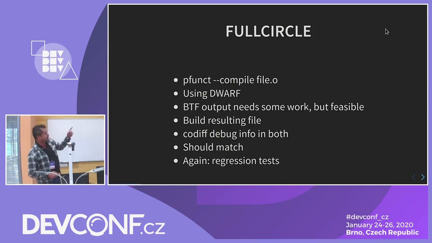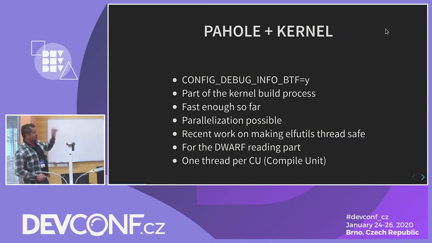Another regression test for that is called full circle, which basically gets the debugging information, regenerates the source code, rebuilds the source code with debug info, and then gets this new debug info to compare with the first one. So it does the full circle. Regression test again: pahole plus a kernel.